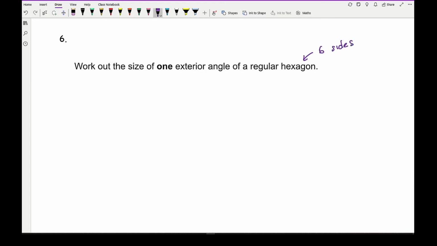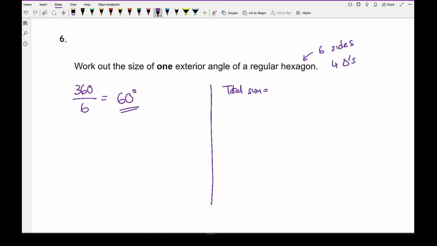Again, I could work it out in one of two ways. If I remember that all exterior angles add up to 360, and I've got 6 exterior angles, I just do 360 divided by 6, which is going to give me an answer of 60 degrees. Alternatively, I could work out the total sum. In a hexagon, I'm going to have 4 triangles. It's always 2 less than the number of sides, so I'm going to have 4 times 180, which is 720.